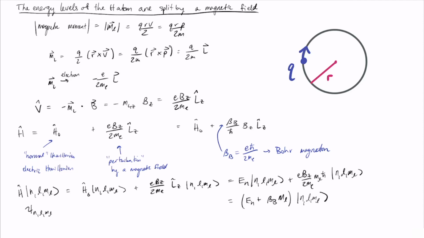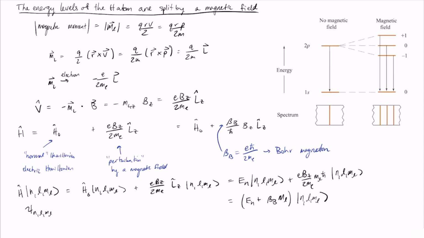Okay, so what this tells you is that your energies just got this extra term in it, which is proportional to m sub l and is proportional to the magnetic field. So without a magnetic field, the energies of all of these states only depend on the principal quantum number n. There's no l or m sub l dependence in the energy, it just depends on n. But when you turn on a magnetic field, all of a sudden the energy changes depending on the different values of m sub l.